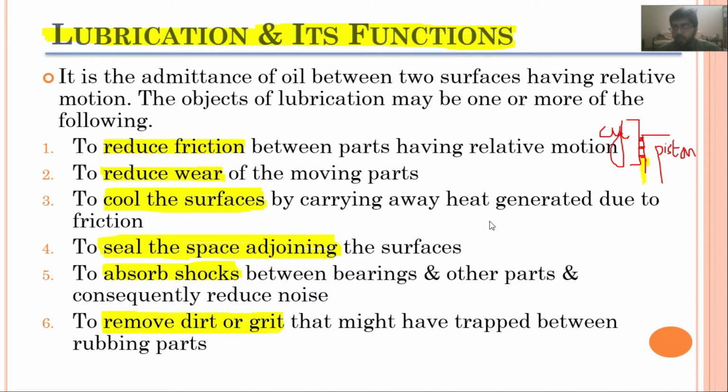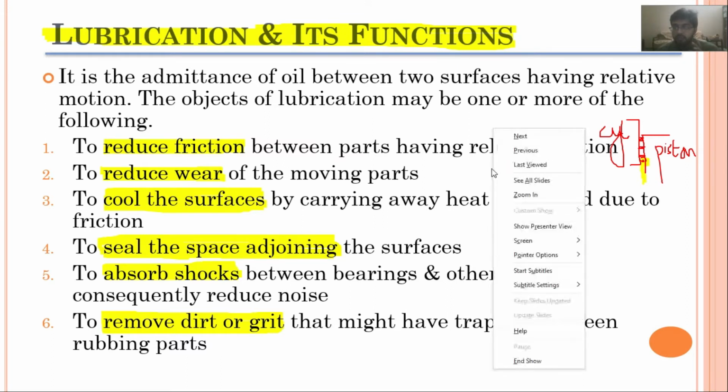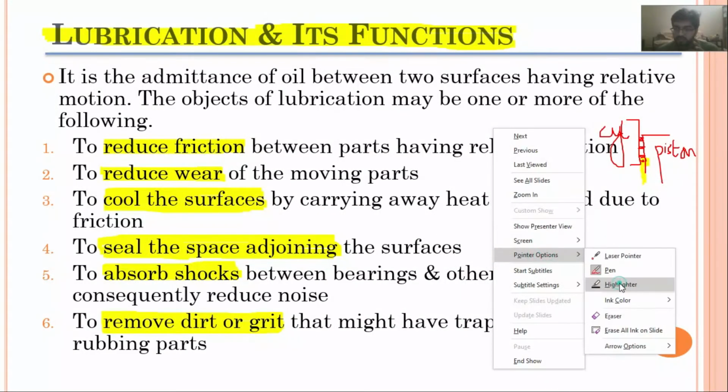if we do not have a lubricating oil, and somehow, let's say, if a dirt particle gets here, maybe from the fuel, or maybe from any other source, let's say from the air, if that dirt particle gets between these two surfaces, it will act as an abrasive material and will increase the wear and tear. So this is also the function of the lubricant, that it will take away that dirt and grit particle which is being trapped between these rubbing surfaces.